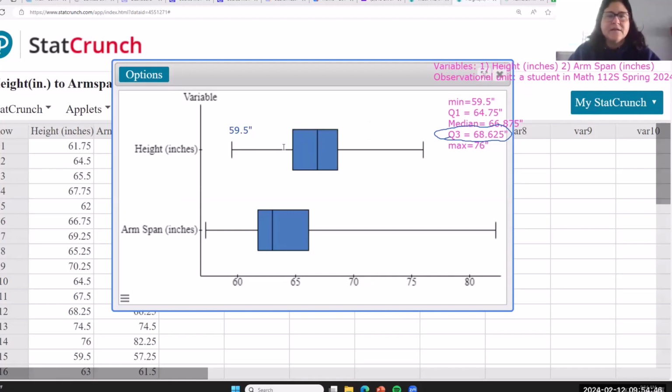The next one is 64.75 inches. And then the median was 66.875 inches. Move those over. And then actually, I'll put this here. The Q3 was 68.625 inches. And then my max is 76 inches. I'm going to put the median down here.